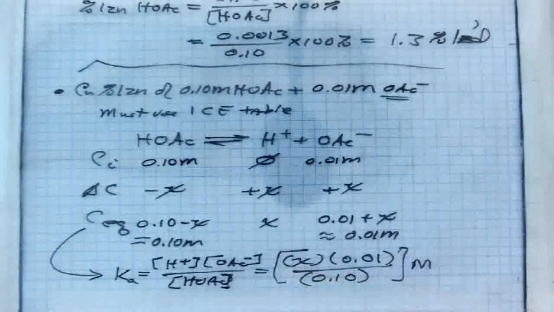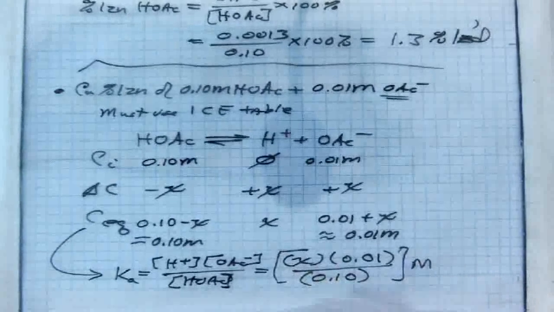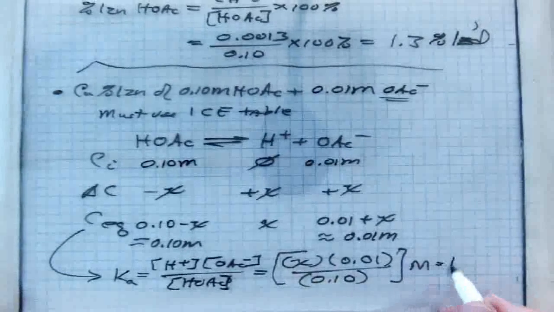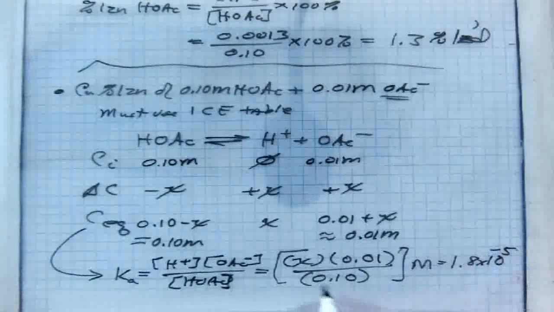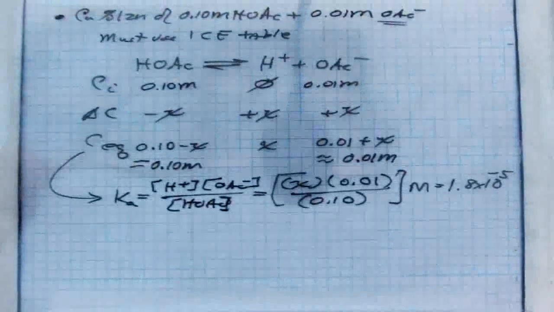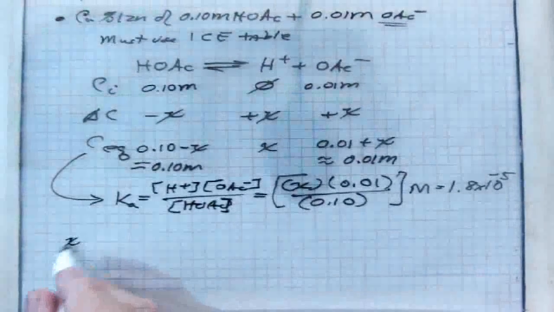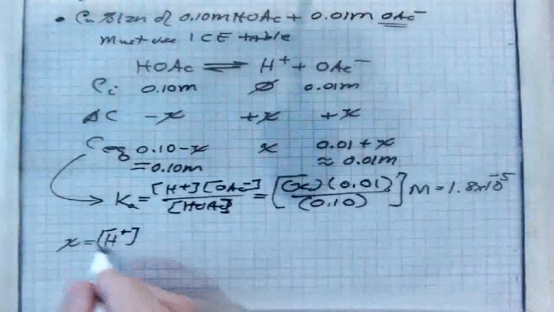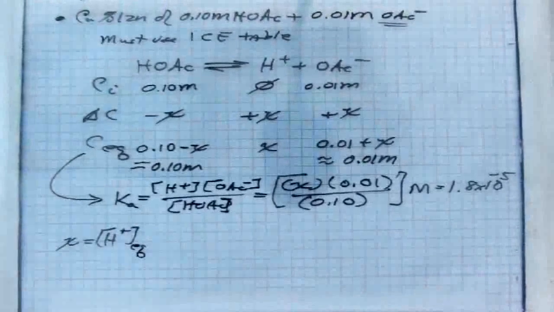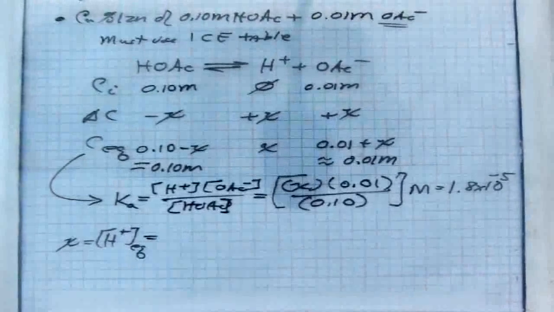Remember, in pure water, the ionization gave 0.0012 molar in hydronium ions. But now we're at 1.8 times 10 to the minus 4 molar in hydronium ions, a significant drop because of the presence of that common ion.